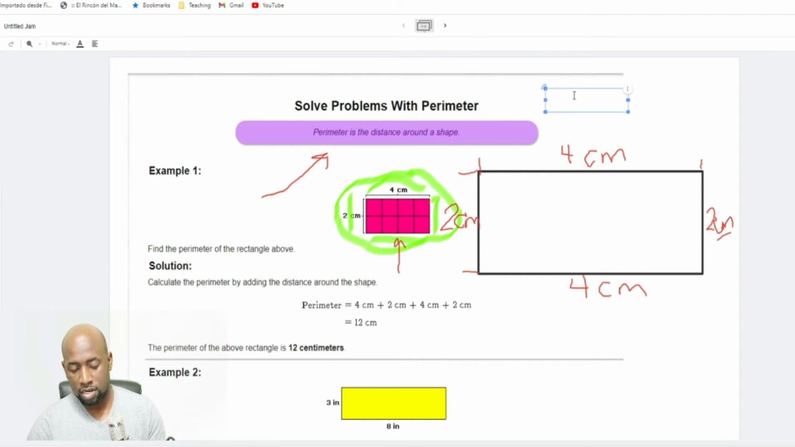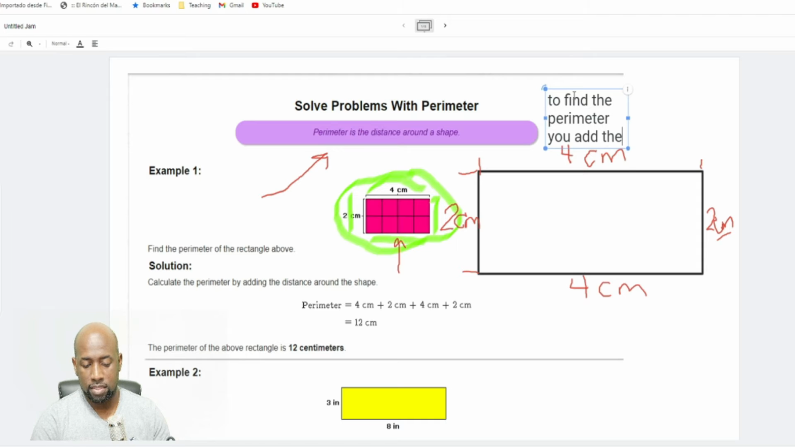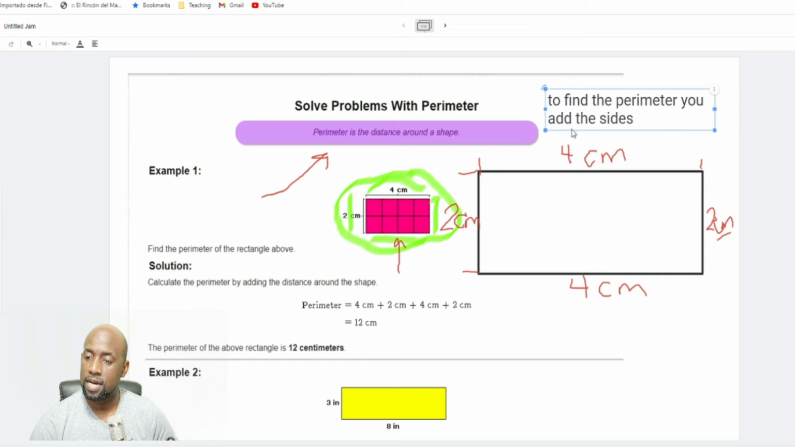To find the perimeter, I'm going to type it up. To find the perimeter, you add the sides. That's all you do. When you are finding the perimeter, you have to add the sides. This is how we calculate the perimeter of a shape.